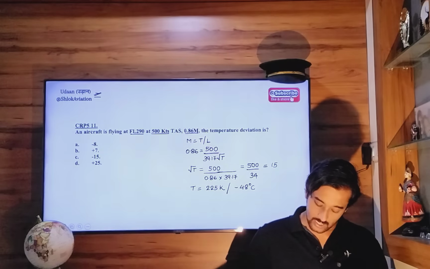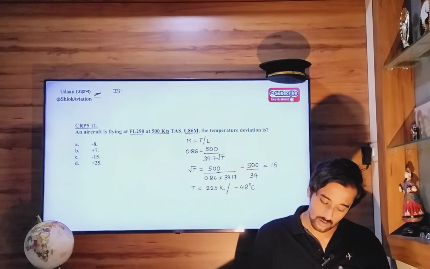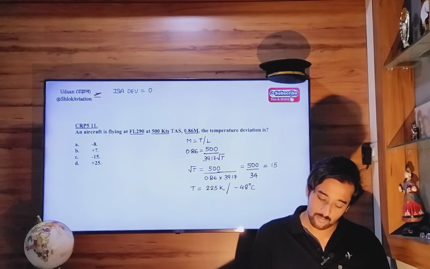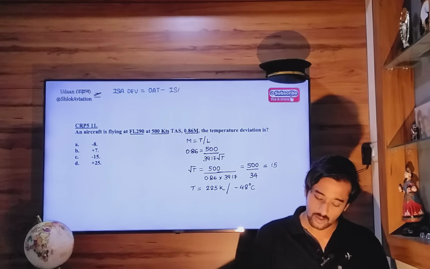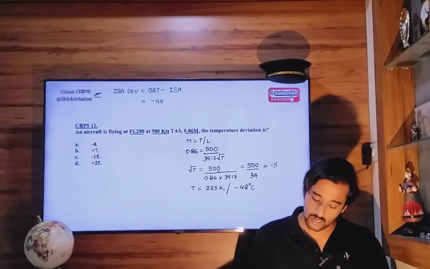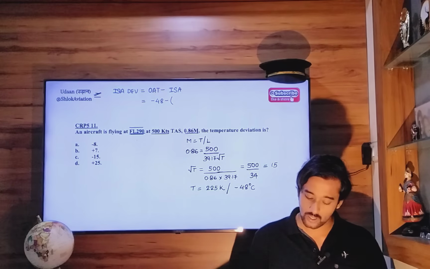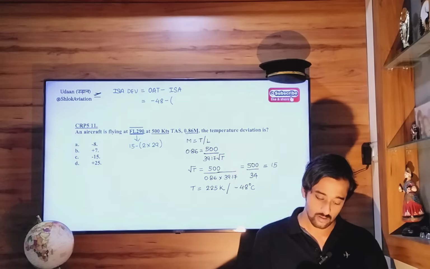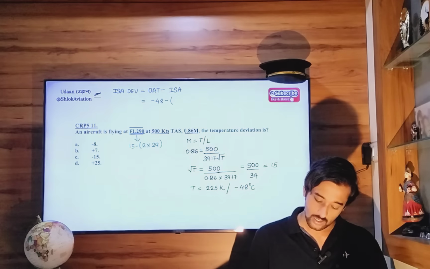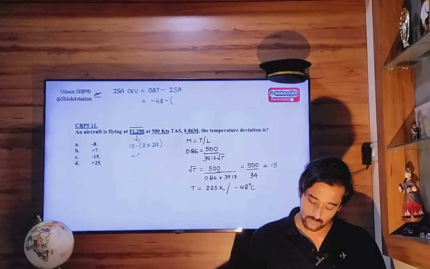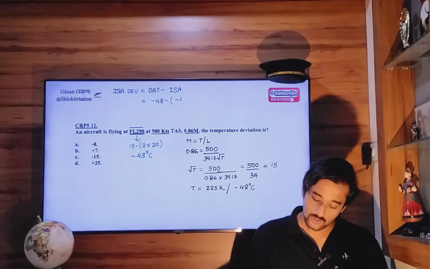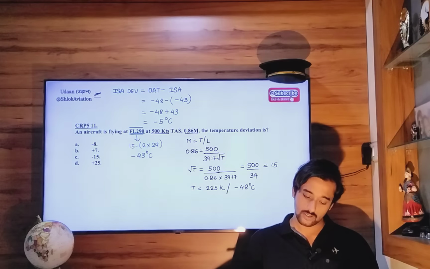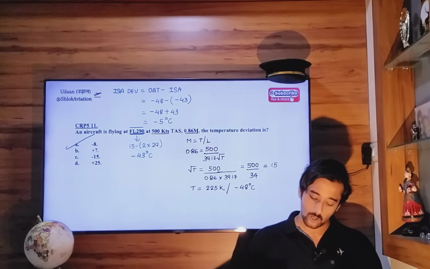Okay. ISA deviation is outside air temperature minus ISA temperature. Outside air temperature is minus 48. What is ISA temperature at flight level 290? 15 minus 2 into 29, that is minus 43, correct? So minus 48 plus 43 is minus 5 degrees Celsius. So the closest option here is option Alpha.